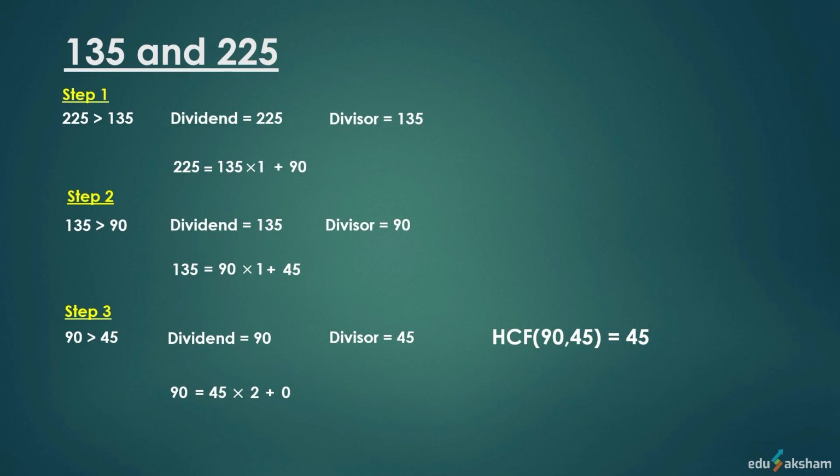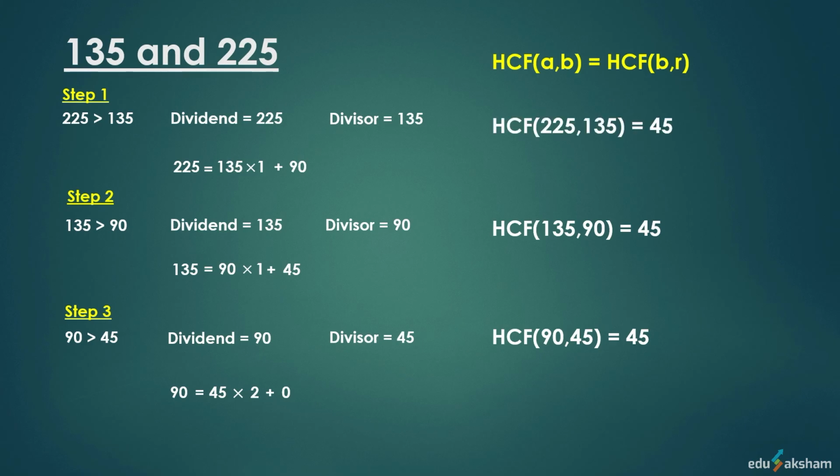We saw that by Euclid's division algorithm, the HCF of A and B is equal to the HCF of B and R for two consecutive steps. So, the HCF of 135 and 90 is equal to the HCF of 90 and 45. Similarly, for steps 1 and 2, the HCF of A and B will be equal to the HCF of B and R, which means the HCF of 225 and 135 will be equal to the HCF of 135 and 90. Therefore, we have our required answer. The HCF of 135 and 225 is 45.